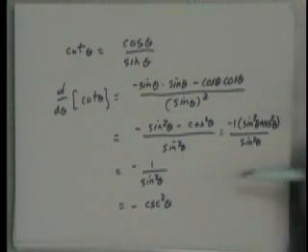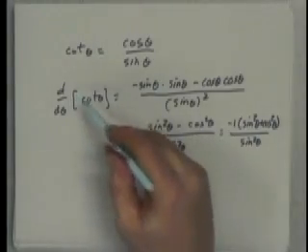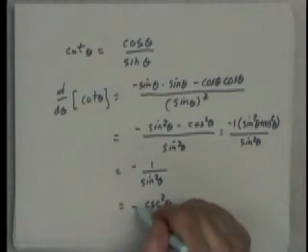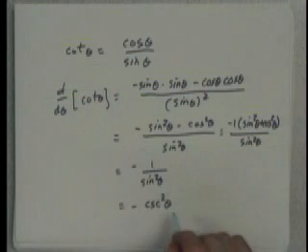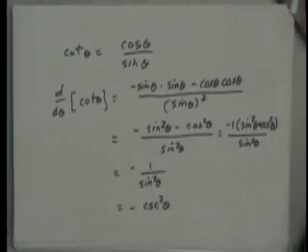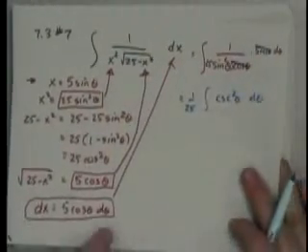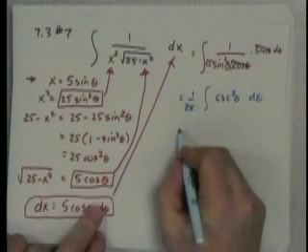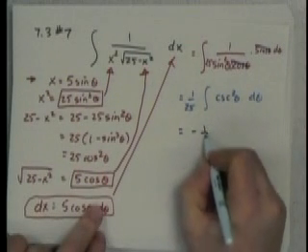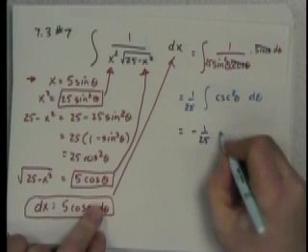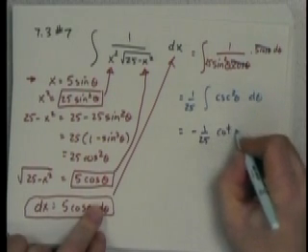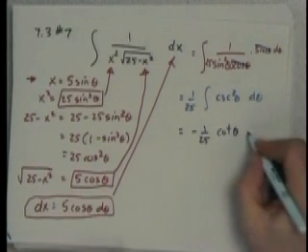So basically what I'm saying is the derivative of cotangent is cosecant squared with a minus sign on it. Similar to the derivative of tangent being secant squared, the derivative of cotangent is going to be negative cosecant squared. So here we're taking the antiderivative. So this is going to be negative 1 over 25 times the cotangent theta plus c.